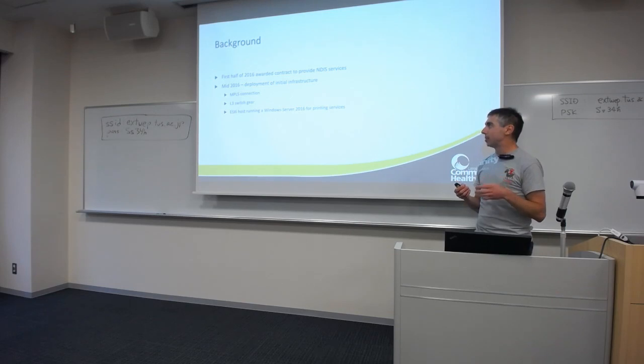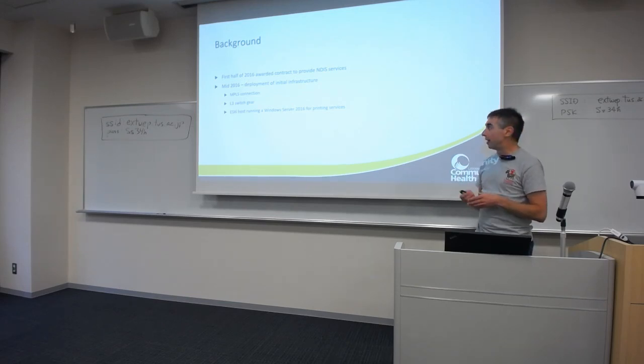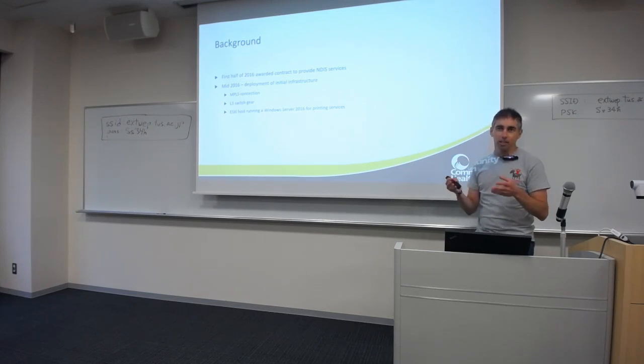So we were hooked up with a 10 megabit MPLS connection. Not big, but Internet in Australia is expensive. Which gave us connectivity back into the hub and spoke topology of our core network. It also saw the rollout of switching, so we used layer 3 switch gear and an ESXi host running Windows Server 2016 for printing services. That just gave us the ability to put something else on there if we needed to, or spin up another Windows server or something like that. We were not too concerned at the time about going down the virtualization path. It wasn't even on the radar at that particular point in time.